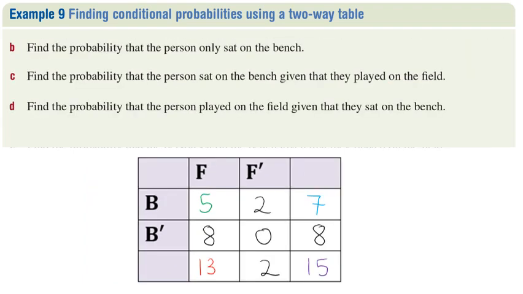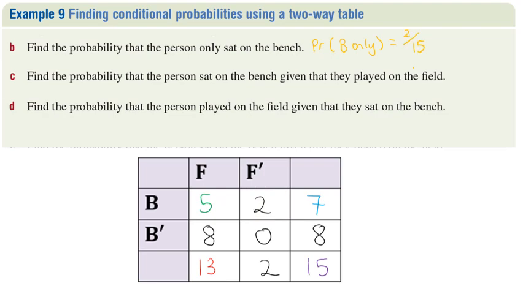Now let's answer the conditional probability questions about the table. So find the probability that the person only sat on the bench. So probability bench only. So that's like B and not F. So that's this one here. 2 out of 15 total.